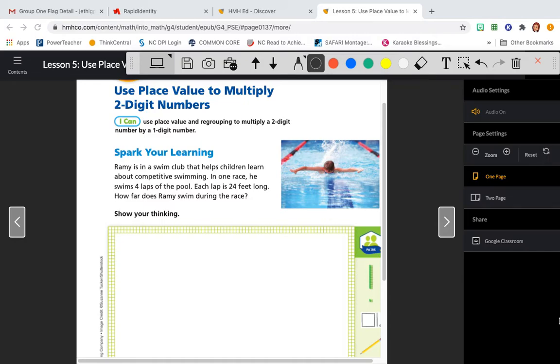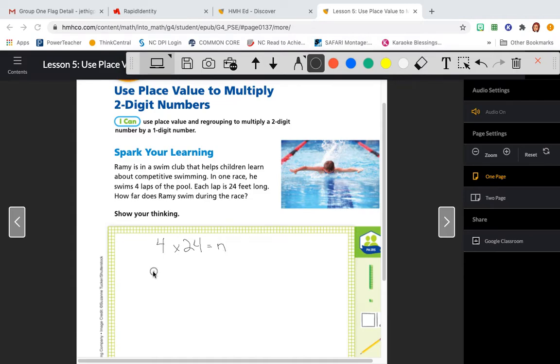Randy is in a swimming club that helps children learn about competitive swimming. In one race, he swims 4 laps of the pool. Each lap is 24 feet long. How far does Randy swim during the race? So show your thinking. There's our equation.